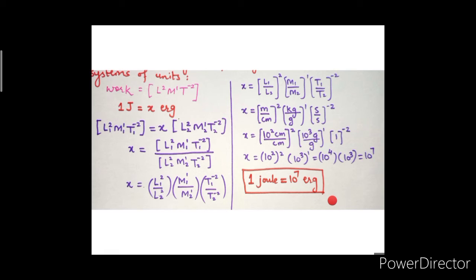So this is the conversion factor between the units of the physical quantity, work, that we had considered in two different systems of units. That is, 1 joule is equal to 10 raised to 7 erg, and 1 erg is equal to 10 raised to minus 7 joule. So by using dimensional analysis, we can find the conversion factor between the units of the same physical quantity in two different systems of units.